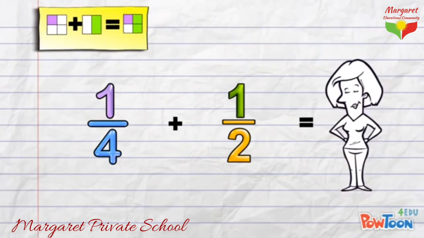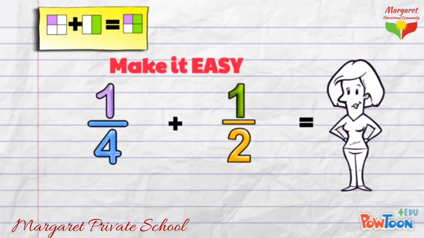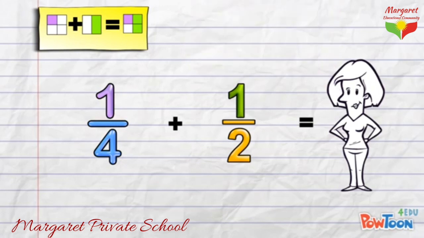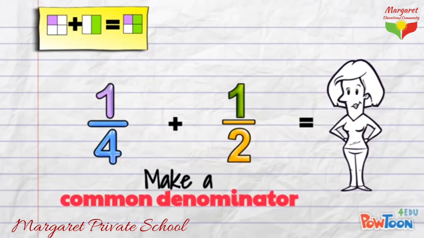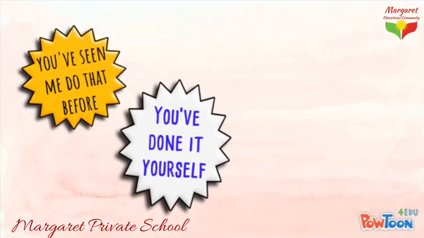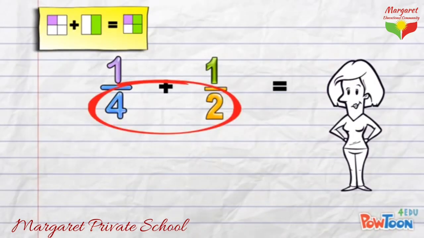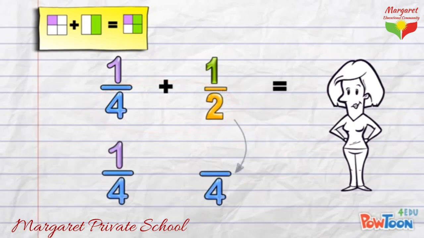We can also add these fractions without using diagrams. The first step is to make it easy for ourselves. It's easy to add fractions that have the same denominator, so we make it easy by creating a common denominator for these fractions. You've seen me do that before, you've done it yourself, you know what to do. We've got denominators of 4 and 2. Our common denominator is going to be 4. To get a denominator of 4 here, we multiply by 2. So we do the same to the numerator. And that's 2 over 4.